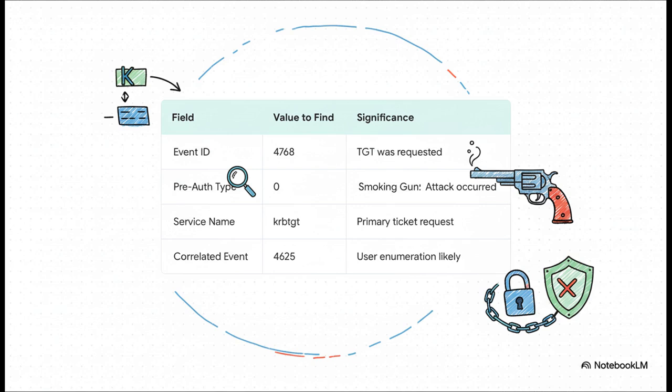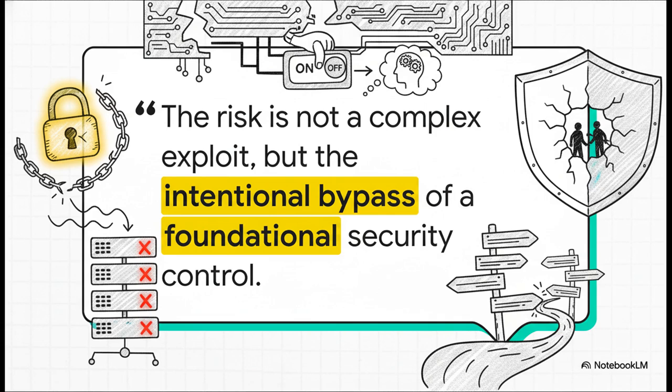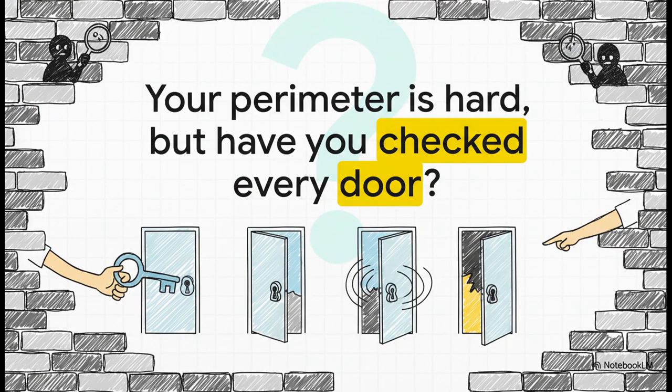That's your signal. So if there's one thing to take away from all this, it's this. The huge risk from AS-REQ roasting doesn't come from some brilliant, sophisticated piece of malware. It comes from a simple, administrative choice to turn off a fundamental security control. And that really just leaves us with one final thought. Building strong walls around your network is absolutely essential, but it's not enough. Real security means you have to go inside and check the lock on every single door. Because as we've just seen, attackers are always looking for that one door that's been left wide open.